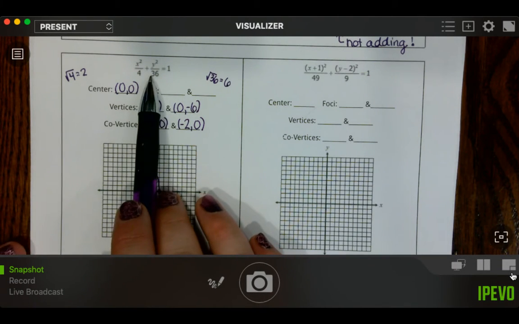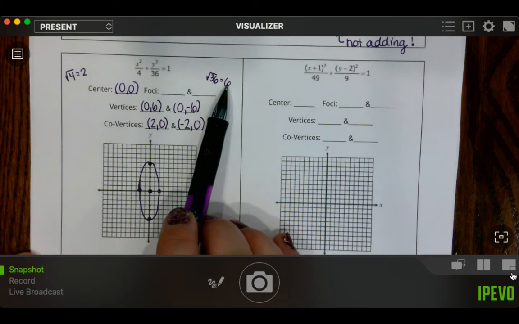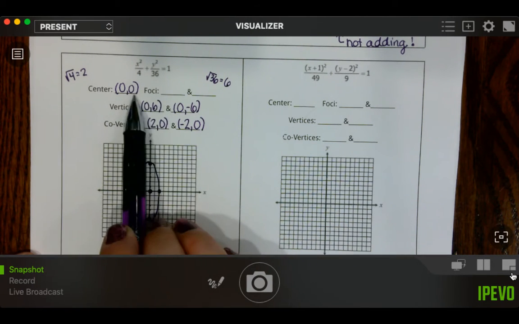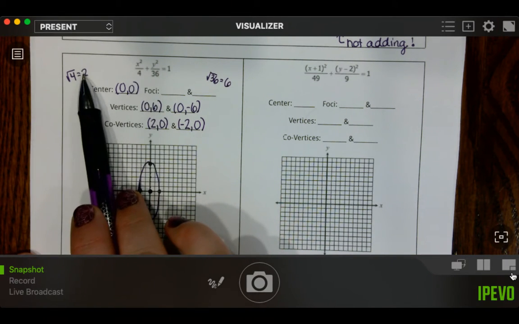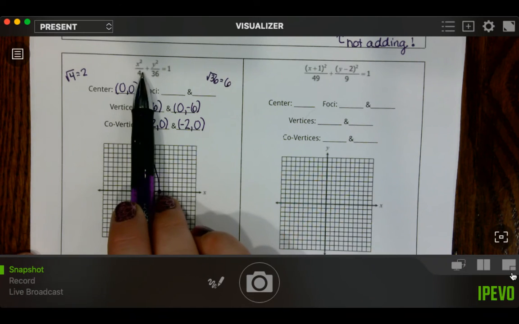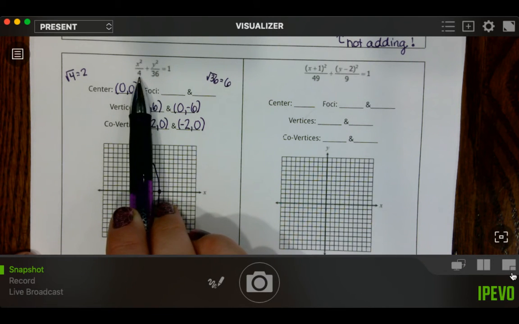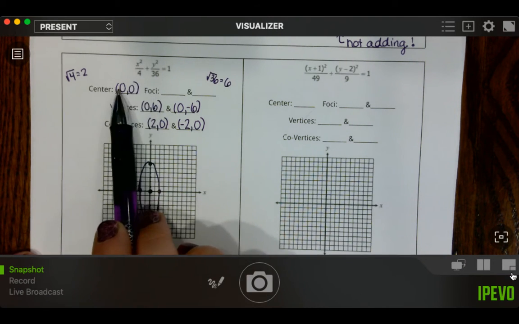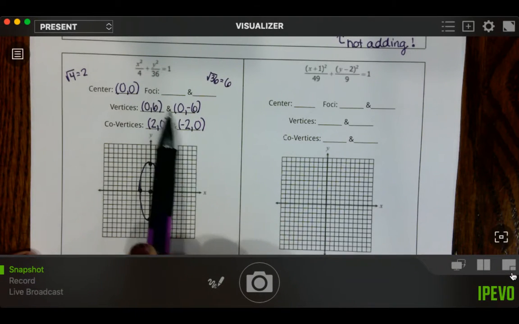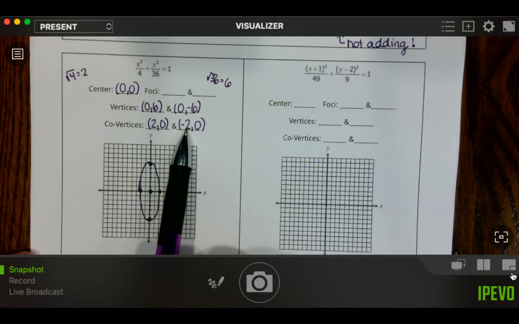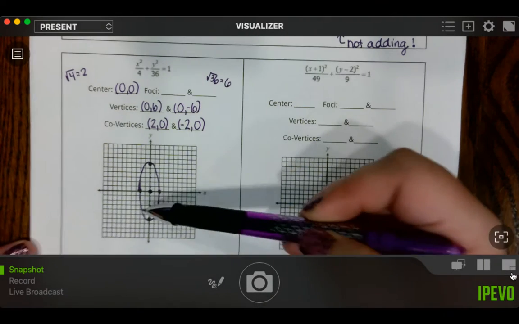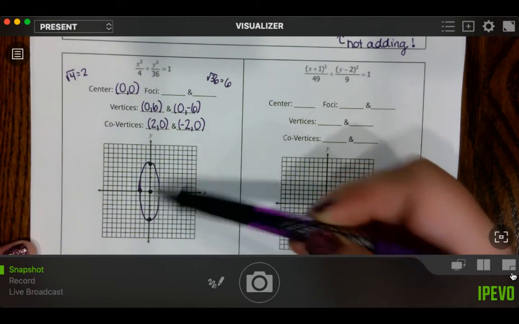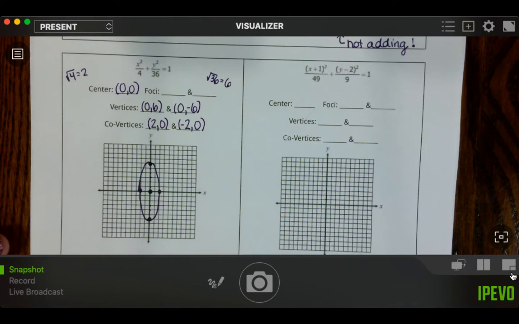Now, here's how you could have found that. Since the bigger number is under y, you could have taken this number and added it and subtracted it to the y's, but left the x's alone. Since the square root of this was 2, and it's underneath x, that's the smaller one, so for the co-vertices, I could have added and subtracted 2 from the x and left the y's the same. You're really only changing one variable at a time because it either goes up and down or left and right, but not both at the same time.